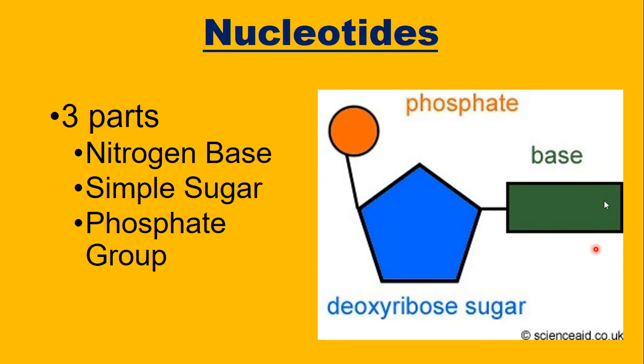So this picture right here represents a nucleotide of DNA. Nucleotides have 3 components, or 3 parts. You've got your base, you have your simple sugar, and in DNA it's called deoxyribose sugar, and then you have a phosphate. This is one nucleotide. You link the nucleotides together and you get a nucleic acid.